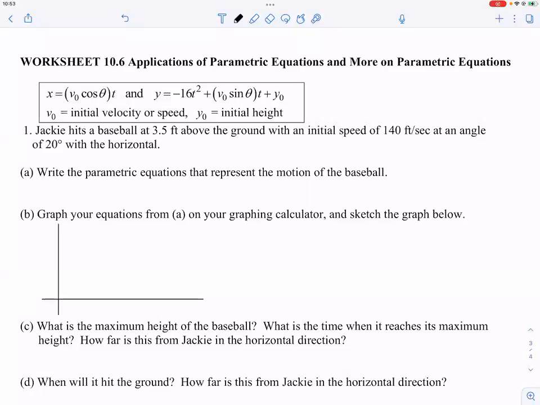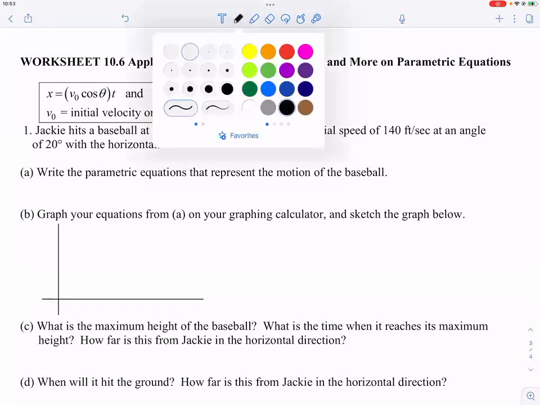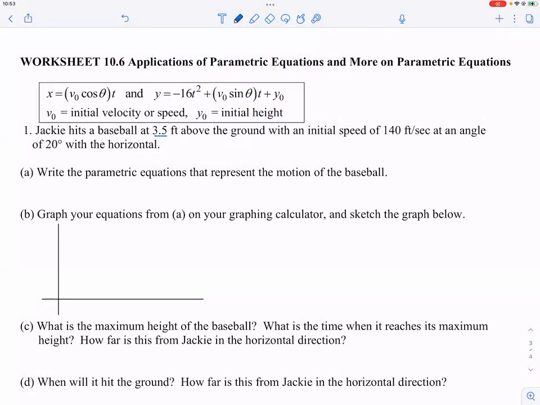All right, so let's take a look at this question together. You have these equations, and you have the values here written out for you. So your initial height is 3.5. Your initial speed is 140, and your theta is 20 degrees.